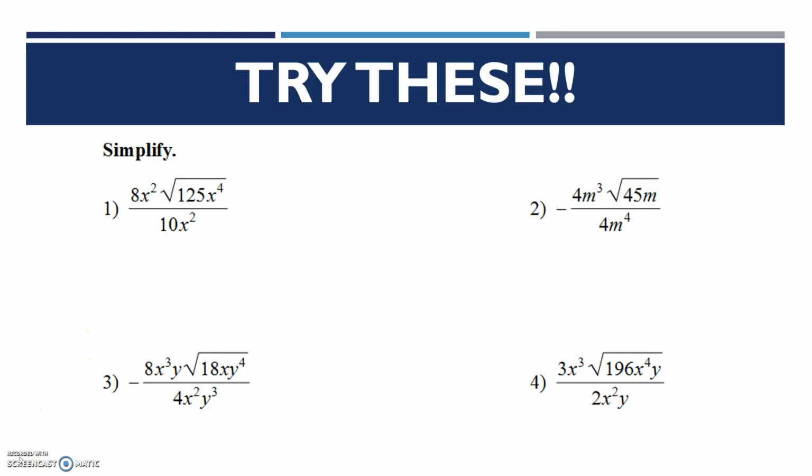Sorry about that. Go ahead and hit the pause button and try these couple of problems. And when you're done trying, unpause and check your answers.